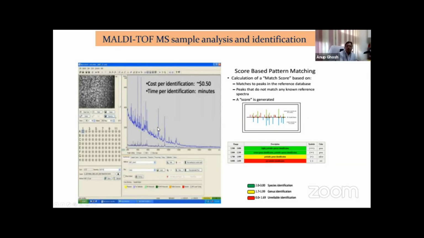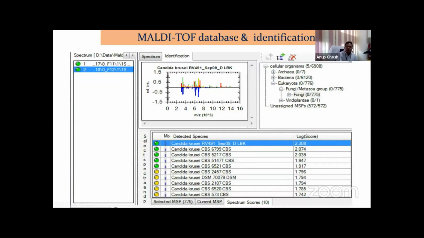And when we are trying to identify our test sample, our generated spectra is matched with the database spectra, and it gives a score. The score can be above 2, so 2 to 3, 1.7 to 1.99, and below 1.7. So above 2, it is species specific. 1.7 to 1.99, it is genus specific, and below 1.7, it is no reliable identification. So I was talking to you now about the database. In the database, there are lots of multiple entries.